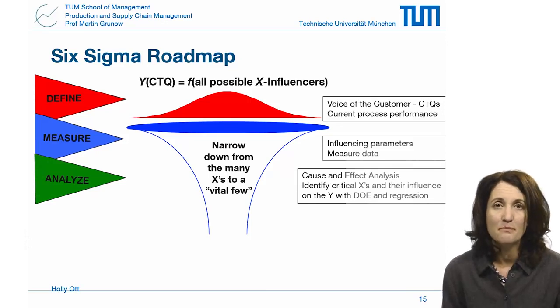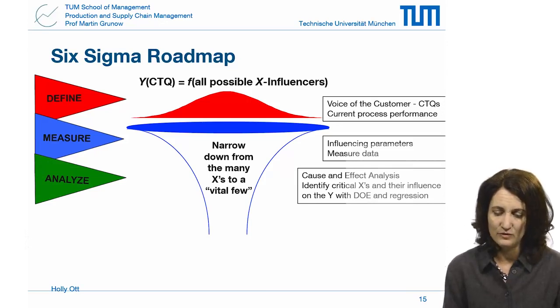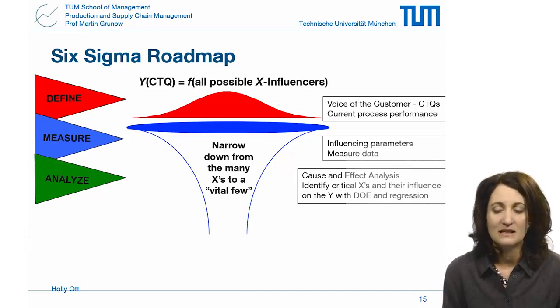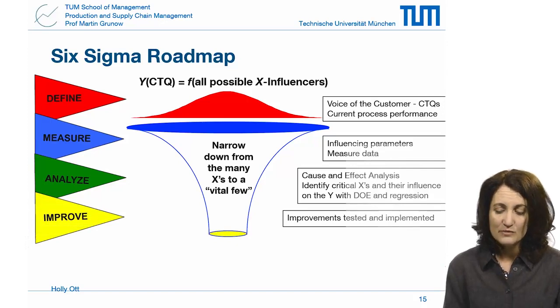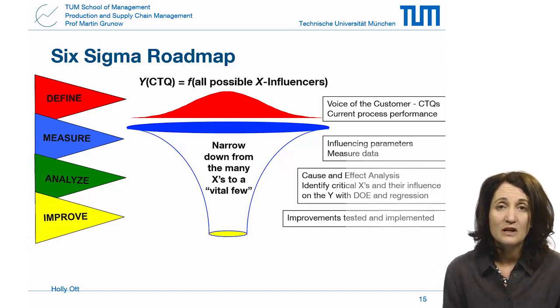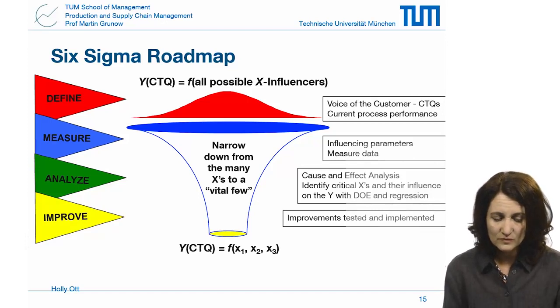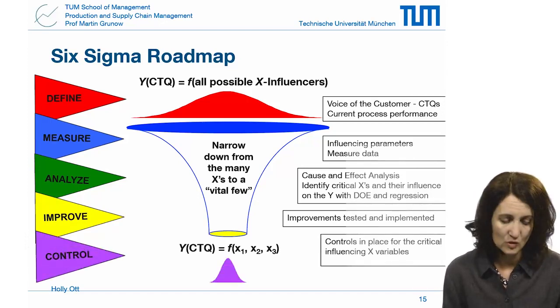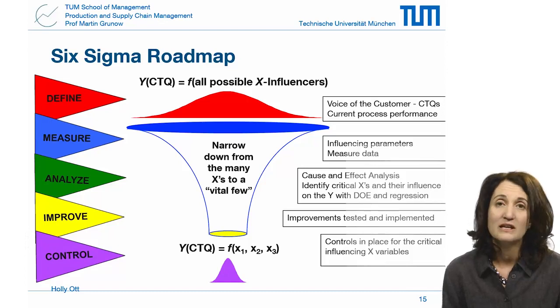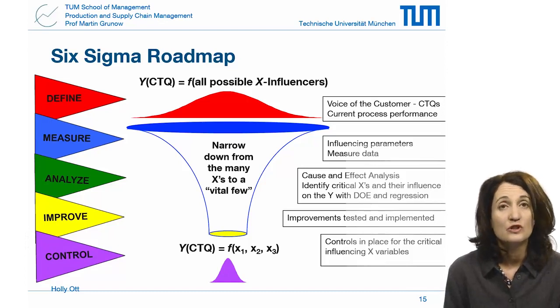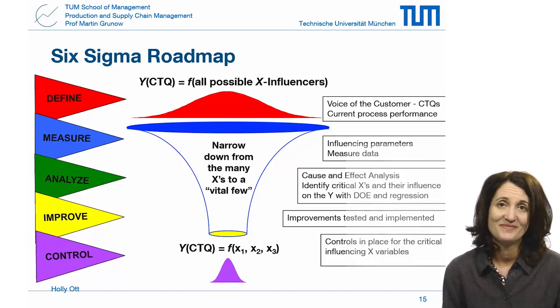We then move through analyze. We narrow down these many X's to a vital few. We do cause and effect analysis. We identify the critical X's and their influence on the Y with design of experiments or regression, for example. Then finally, improve. We improve our process and test these improvements, and at the very end, under control, we put controls in place for the critical influencing X variables using, as we said, SPC.